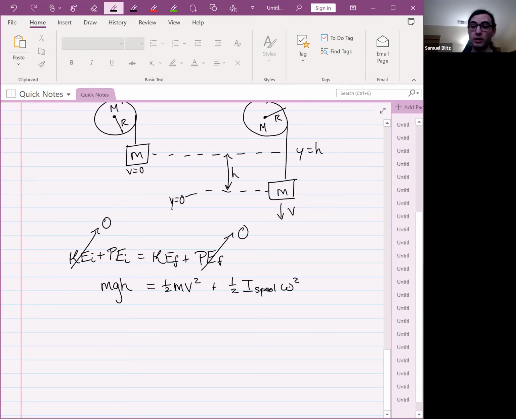Now, perfect rolling gets us that omega is related to v. So what do we have? We have 1/2 mv squared plus 1/2 I omega squared. By the way, we're going to assume that the spool is, I'm doing 2 steps here. The moment of inertia of the spool is 1/2 M r squared, assuming that the spool is just a solid cylinder. And then we can plug in what omega is from the perfect rolling condition, v over r, all squared.